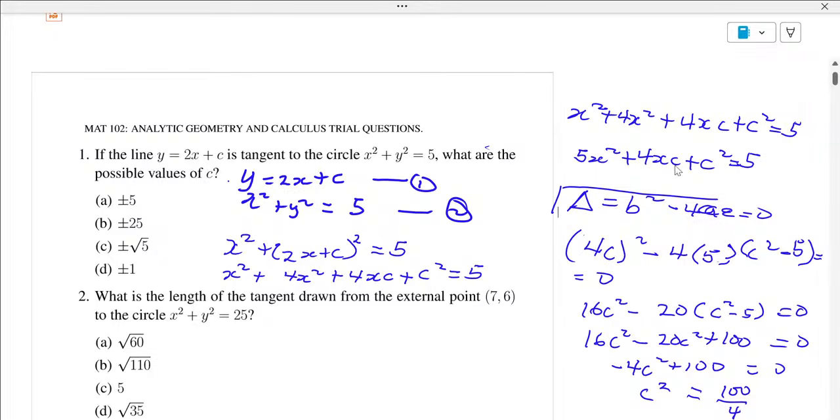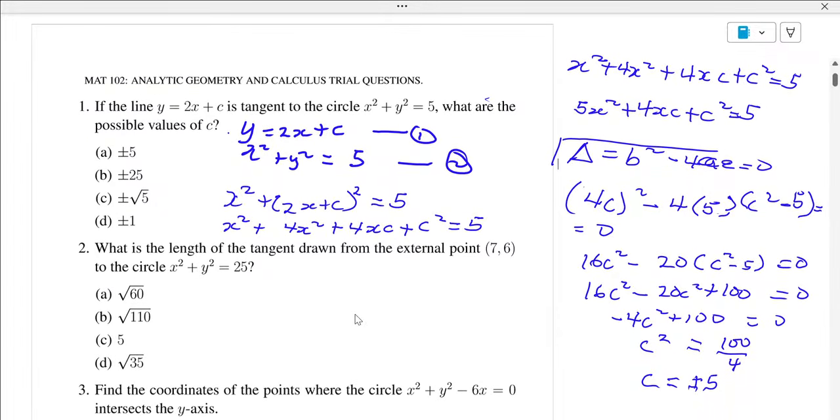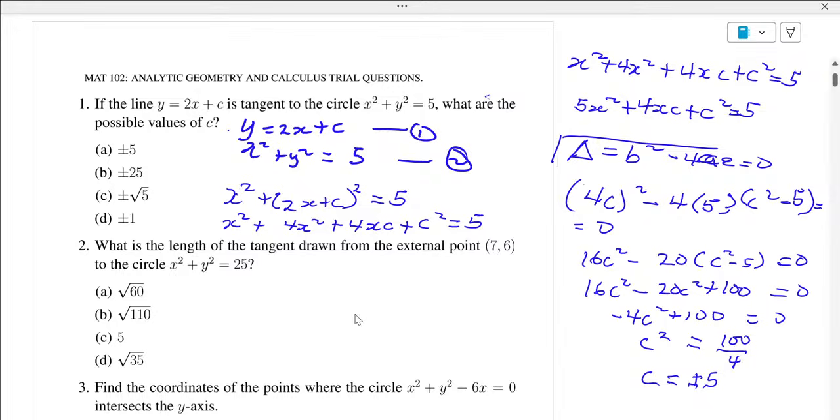All right, now let's move on to question 2. What is the length of the tangent drawn from the external point 7, 6 to the circle x squared plus y squared equal to 25?